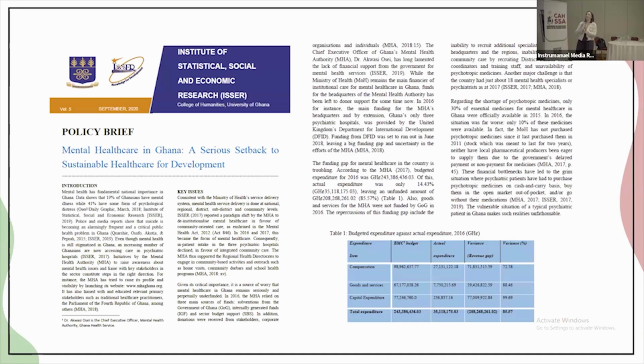But this is an example of a 2-page policy brief about mental health care in Ghana, specifically looking at budgetary issues. So we're going to look at this policy brief and look at what could have been improved, and at examples of a policy brief that I think did make the improvements that would have benefited this one. So we can go to the next slide.